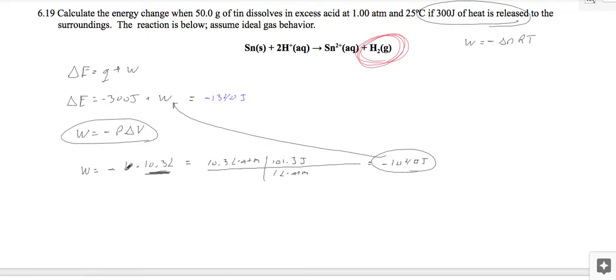So I'm plugging in 1 atmosphere. That comes from the problem, 1 atmosphere. Where do the 10.3 liters come from? I don't see liters anywhere in this problem. How did I get that? Well, I started with 50 grams of tin. This is kind of the important part of the problem, the hard part. 50 grams of tin.